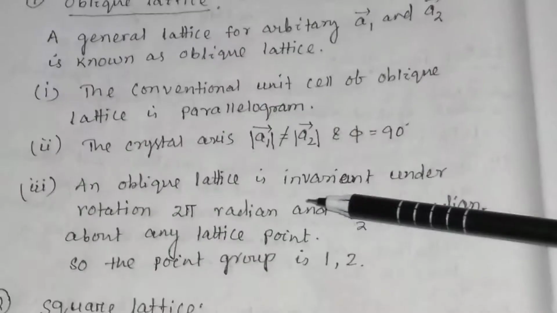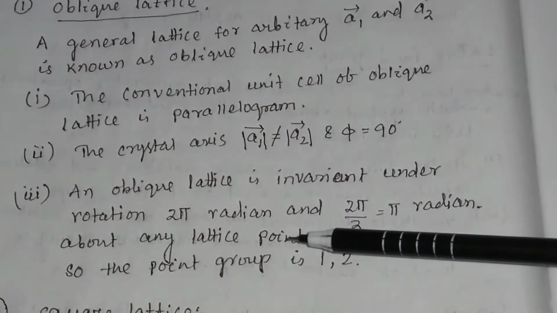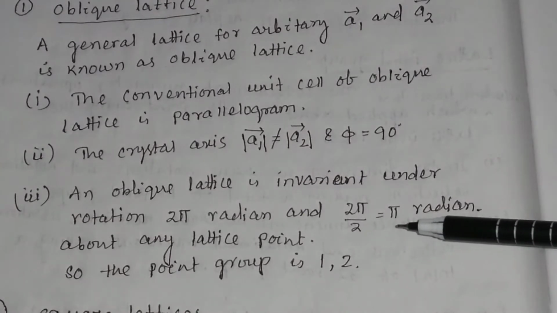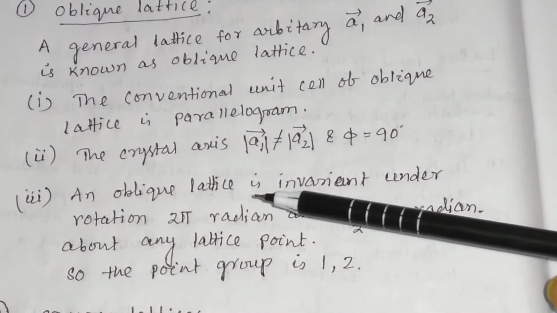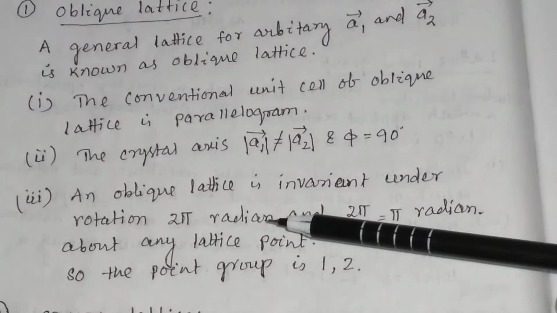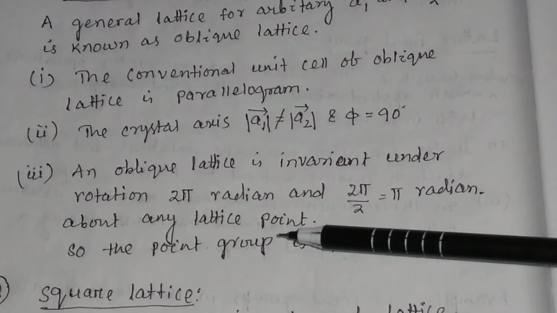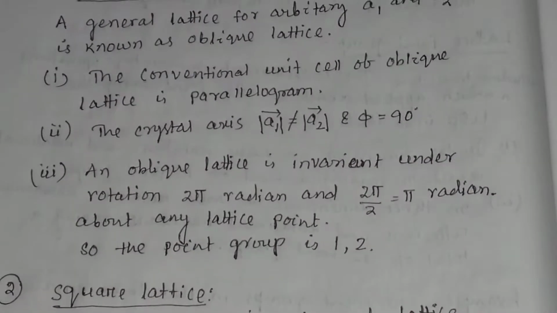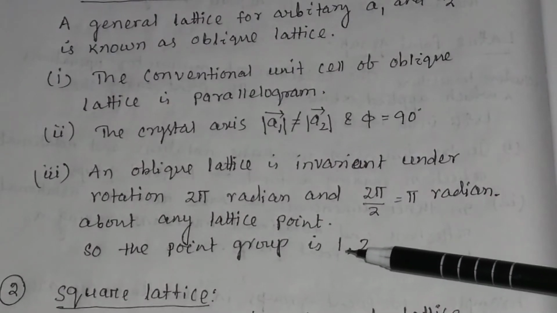An oblique lattice is invariant under rotation by 2 pi radian, and also invariant under rotation by 2 pi by 2, that is pi radian, about any lattice point. So remember, an oblique lattice is invariant under rotation by 2 pi radian and pi radian about any lattice point. So the point groups of the oblique lattice are 1 and 2. That is, there are 2 point groups in the oblique lattice.